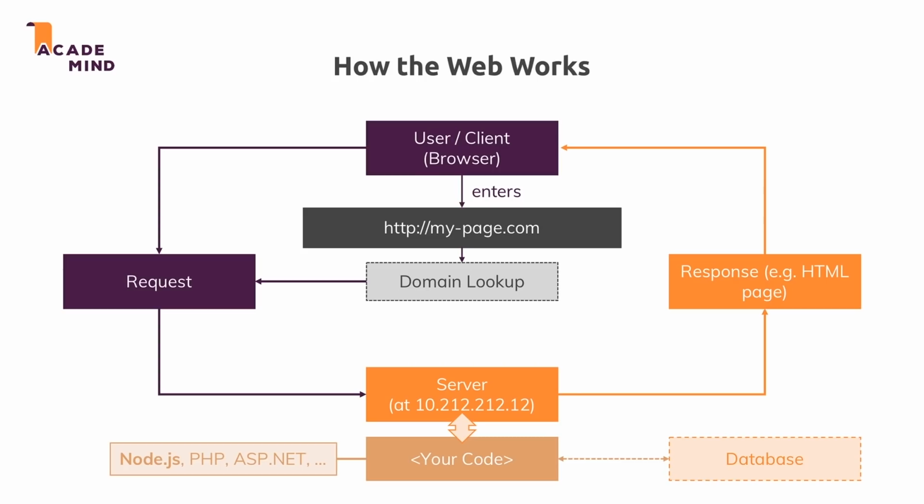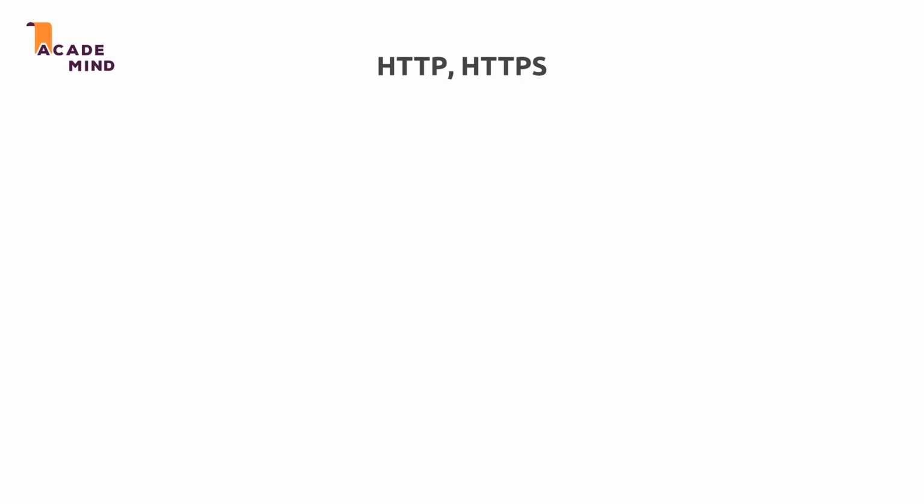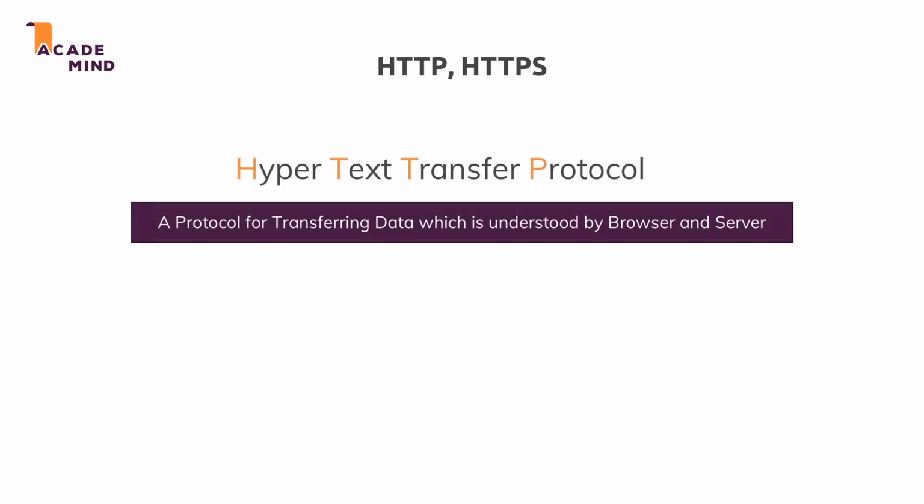Now, that request and response transmission is done through some protocol. So basically a standardized way of communicating, you could say, because obviously to correctly handle a request and send back a response the browser can work with, we have to follow some rules. And these rules are defined by the protocol we use, HTTP or HTTPS.